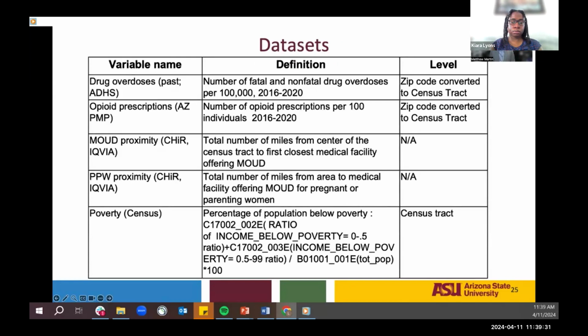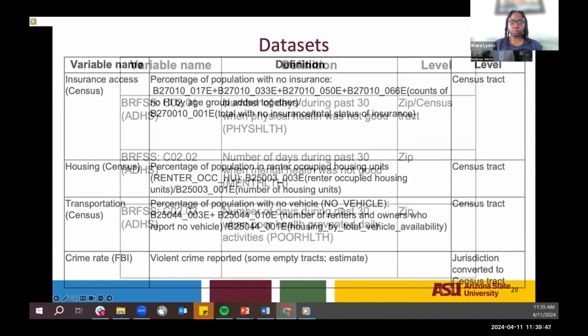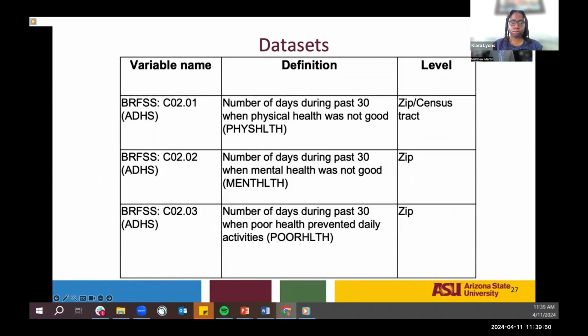You can see things like drug overdoses and prescriptions for opioids, and then also proximity to providers. We also used census data, poverty, insurance access, housing, transportation, and then crime rate data. And then we used BRFSS data as well. These are survey data. These data are available at a national level and also, I think, at a state level. But if you want to go beyond the state level to the community level, you do need to go through a state authority, and that's what we had to do as well.